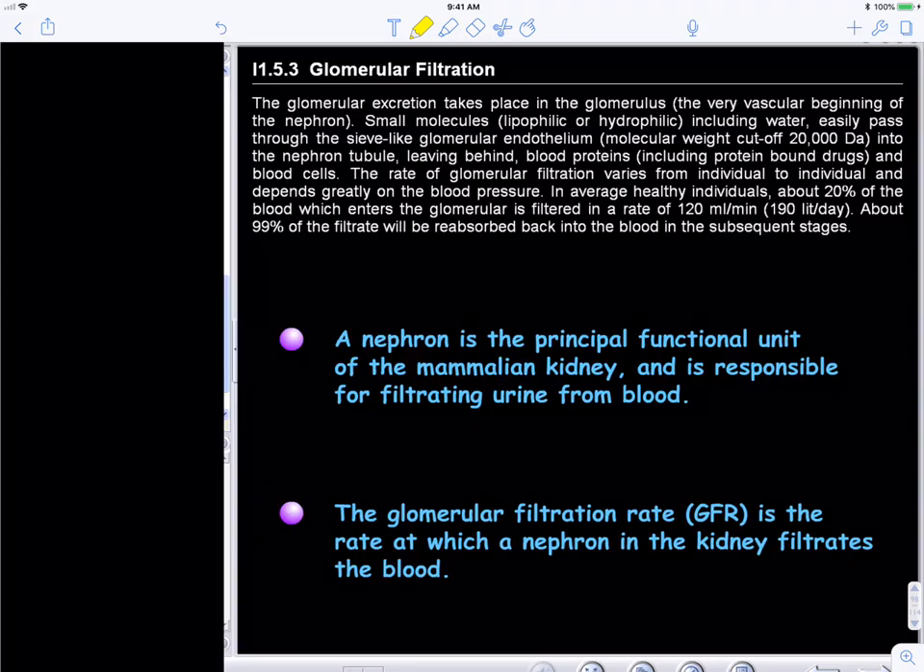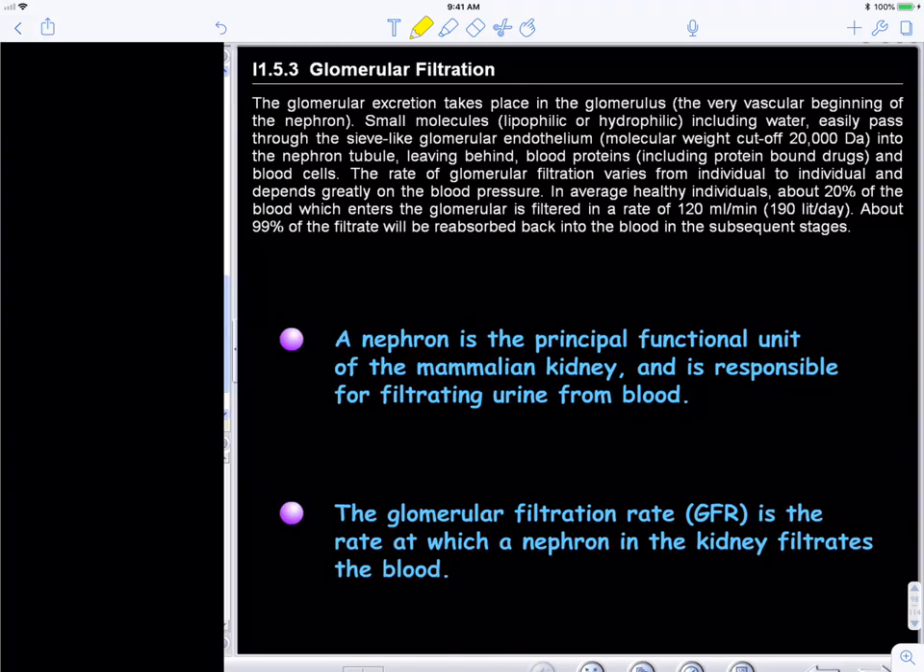The most important thing is that blood proteins, including proteins that bind drugs in the bloodstream, and blood cells, are not filtrated through the tubule, so they remain in the bloodstream, and that's important. However, when the kidney is dysfunctional, we can find that a percentage of those proteins make their way to the urine, and that's how we know that the kidney functionality is impaired.